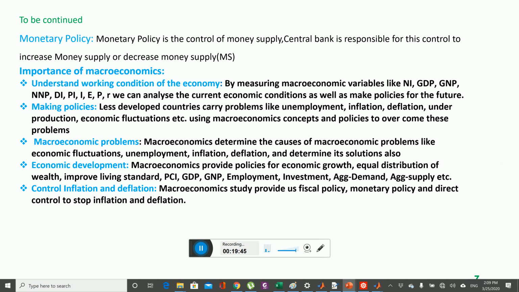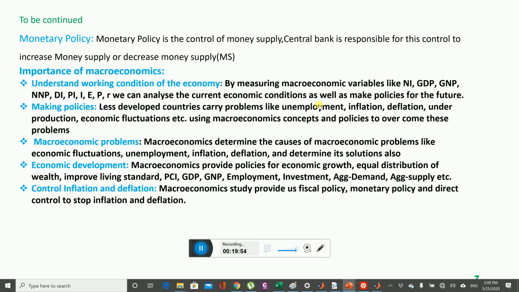So macroeconomics gives us three powers: fiscal policy, monetary policy, and direct control to overcome all these problems as we mentioned, like unemployment, inflation, deflation, underproduction, economic fluctuation, using macroeconomic concepts and policies to overcome these problems. I am giving a simple example. For example, suppose there is unemployment, lack of jobs.